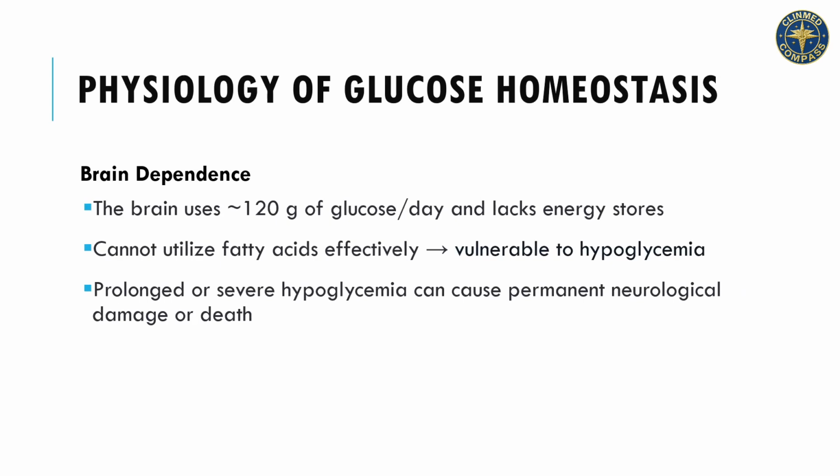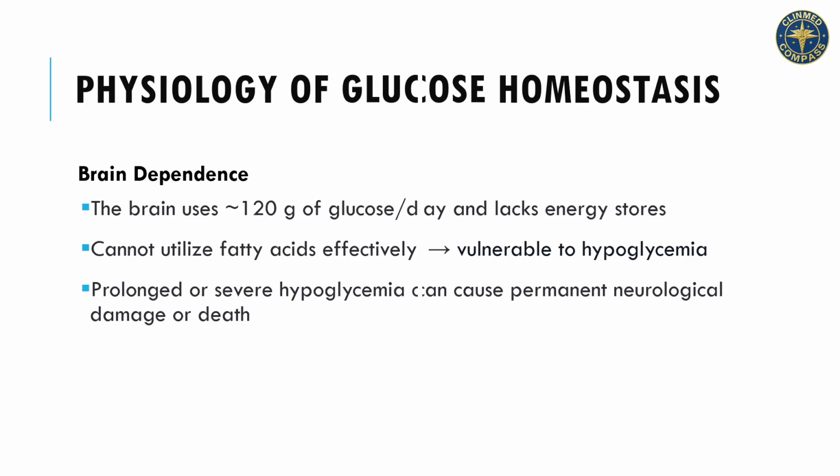The brain plays a central role in understanding the dangers of hypoglycemia. The brain requires approximately 120 grams of glucose daily to function optimally. Unlike other organs, the brain has no significant energy stores and cannot utilize fatty acids effectively. So as a result, the brain is highly dependent on a continuous supply of glucose. This explains why prolonged or severe hypoglycemia can lead to irreversible neurological injury or even death if not promptly corrected.